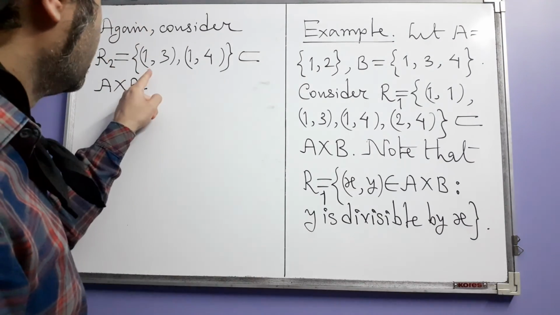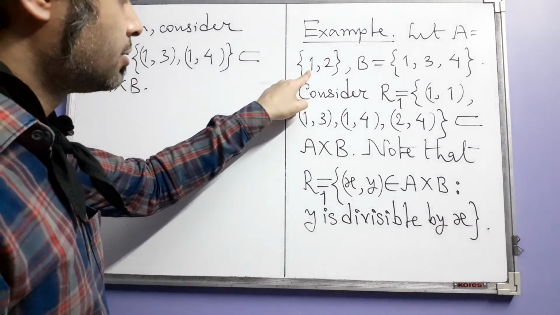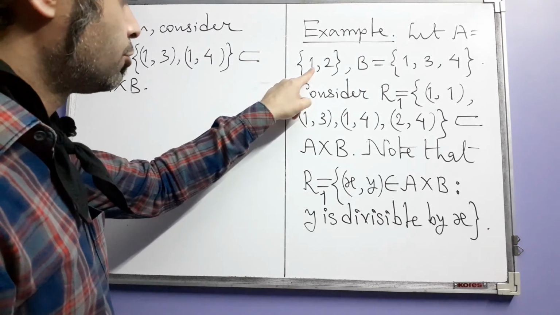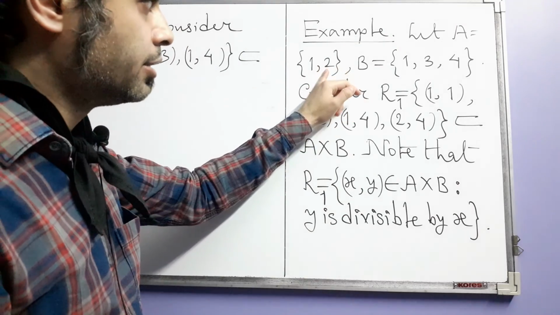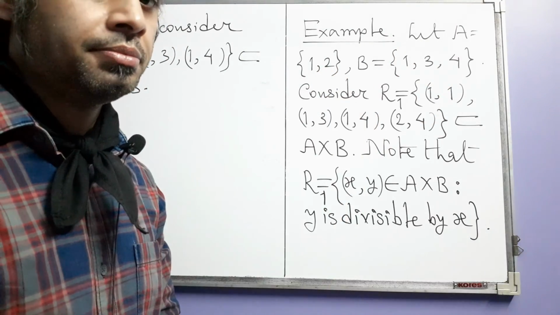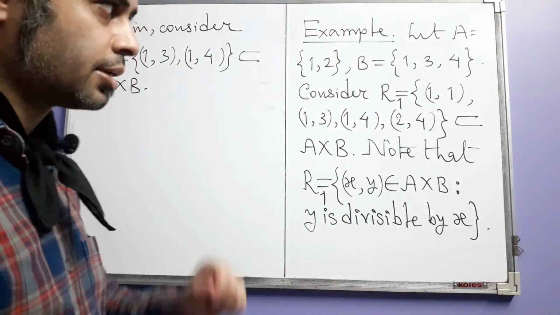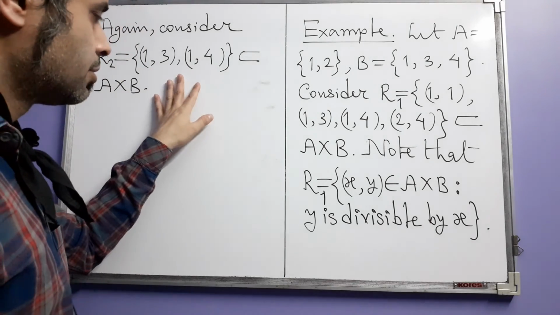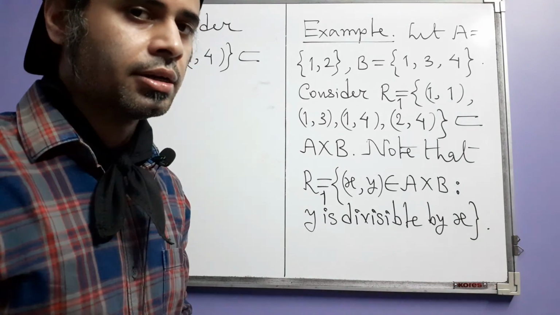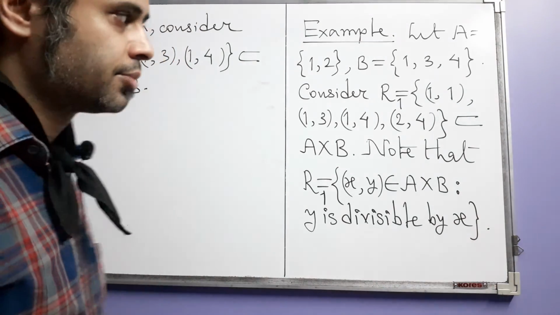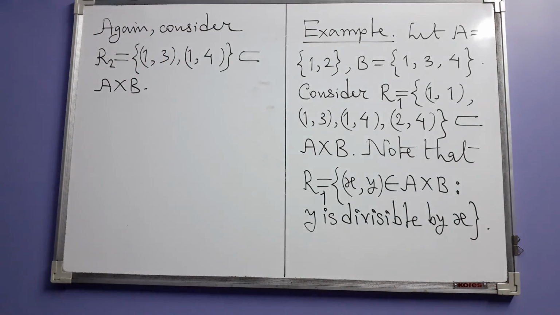It, however, relates only the element 1 of A to both the elements 3 and 4, and it actually does not relate to any element of B. That's what this second relation is. It looks like divisibility, but it's not the entire divisibility relation. It is something else, okay. But still, by definition, it's a relation.